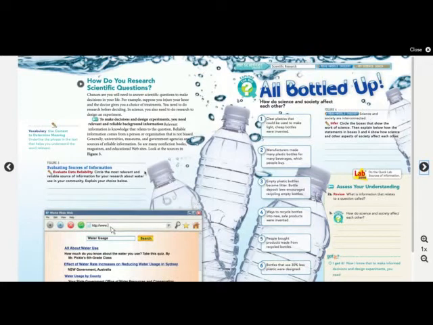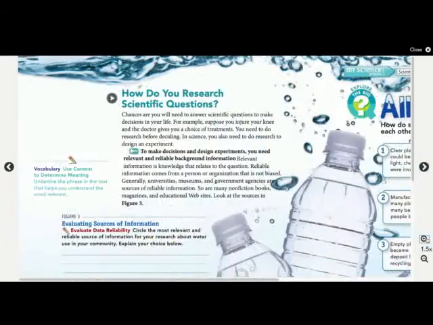Look at the sources in Figure 3. Before we do that, we're going to use the vocabulary. It says use context to determine meaning. Underline the phrase in the text that helps you understand the word relevant. So if we look, it says relevant information is knowledge that relates to the question.